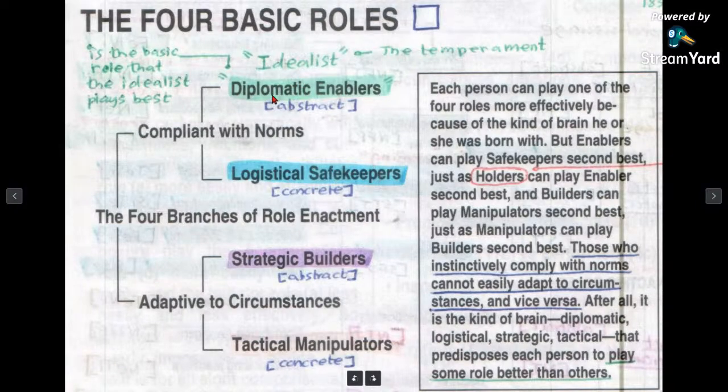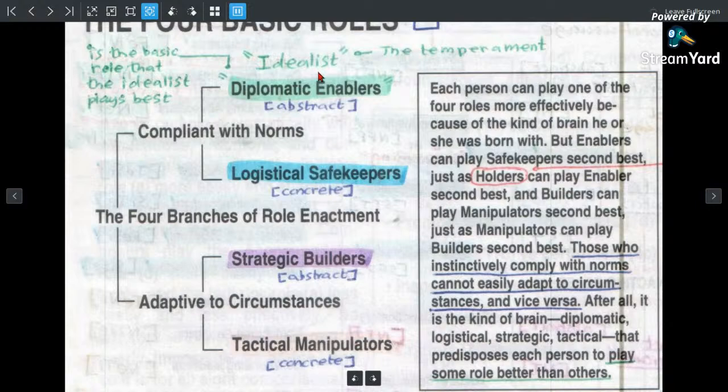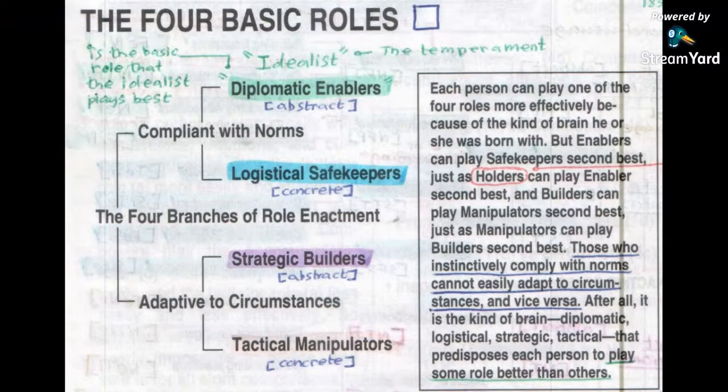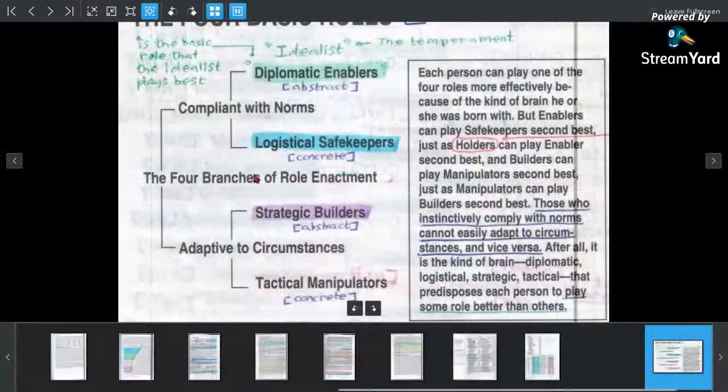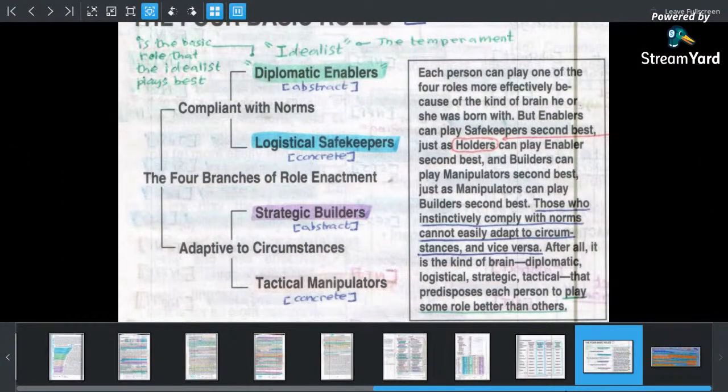That's the intellect: diplomatic enabling, logistical safekeeping, strategic building, tactical manipulating. You shouldn't really equate that with temperaments because any temperament can do any of these. It's just where the preference lies. Preference leads to practice. Practice leads to ability. But someone's job might lead to practice as well. So you can get any temperament involved in science. And I agree that science is more ST. It's empirical. Yes, there's a theoretical part.